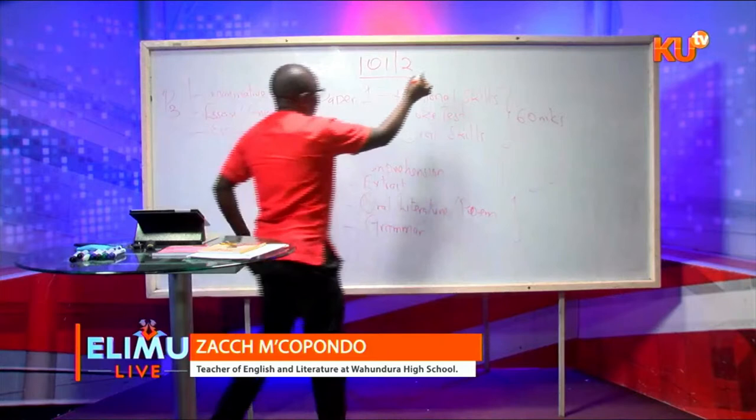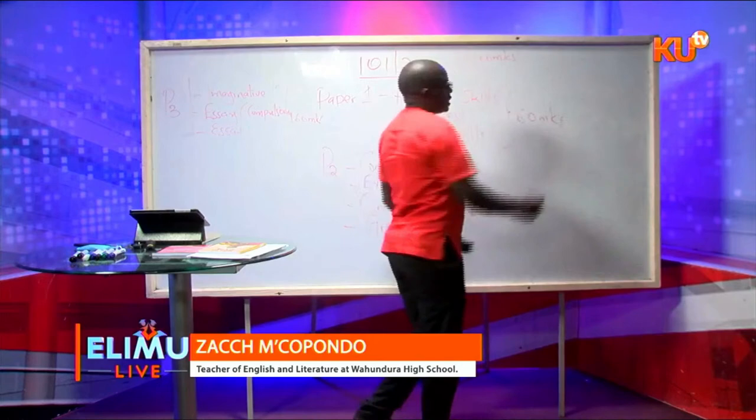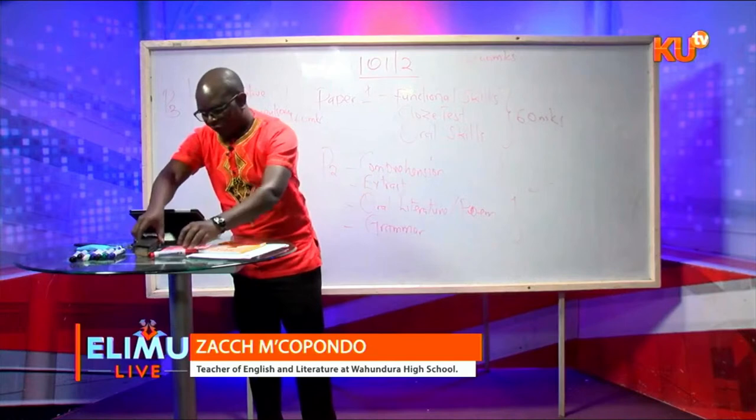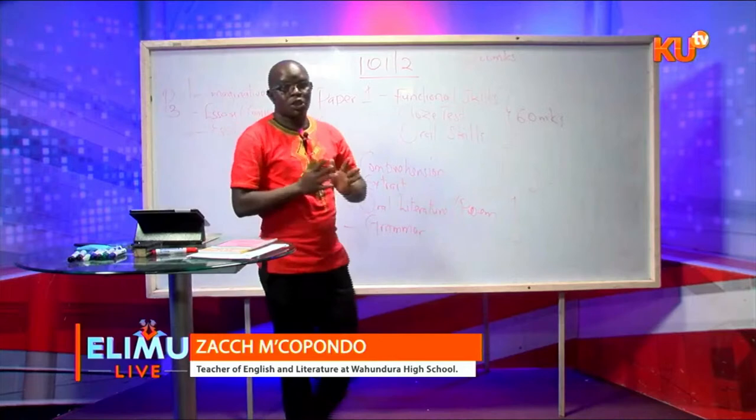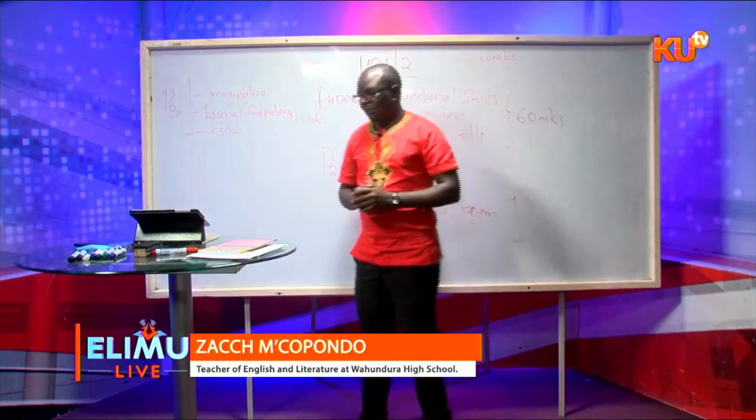So at the end of this series of lessons, we'll be focusing on how to get the best of the 200 marks. A summary of paper one, you can equally get in this book. This is called Functional Writing Book. You'll get them on paper one. So today, let's delve into paper two. The objective of this lesson is to ensure that the learner is well-versed and comfortable as much as possible in preparing for this paper.